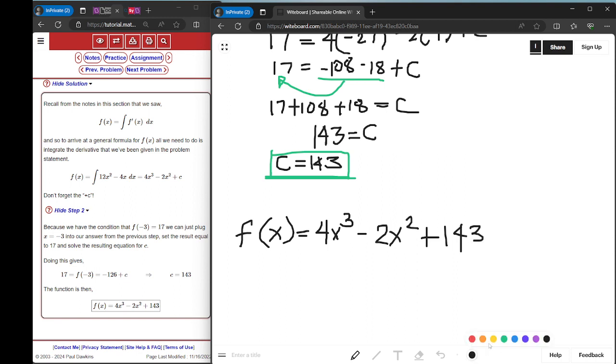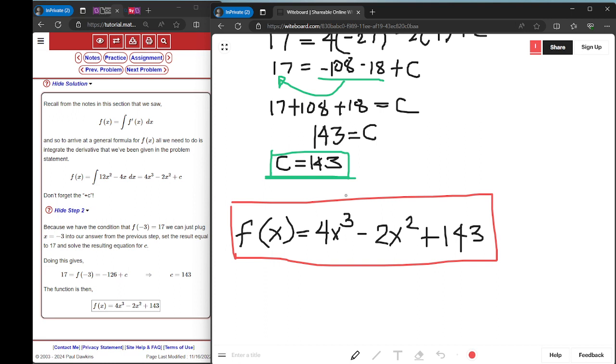143. I actually got the hang of it, so my assumption is actually correct that we need to use the given condition to solve for c. But what I lack is the final answer. I forgot we just need to substitute the value of c here. So this is now our answer. f of x is 4x cubed minus 2x squared plus 143.